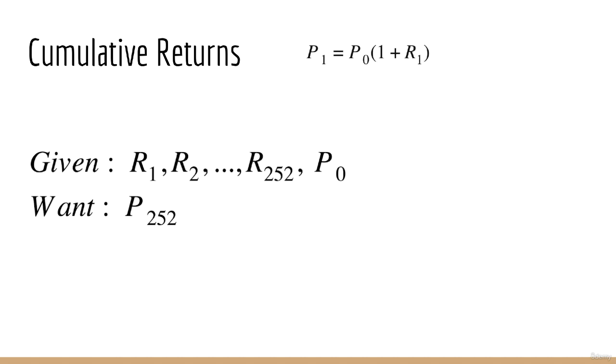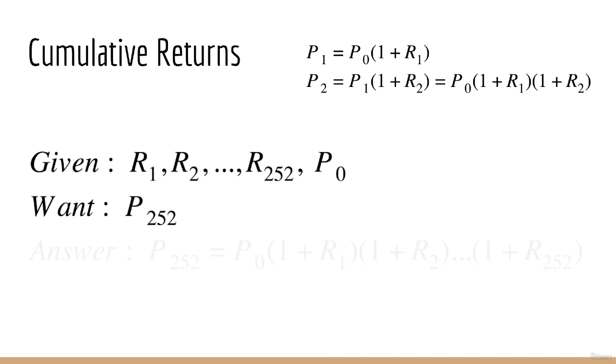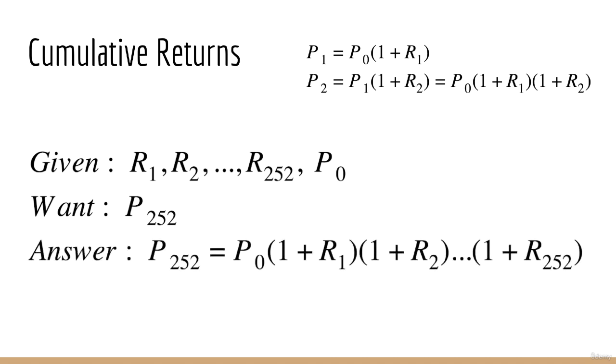So P1 is equal to P0 times 1 plus R1. P2 is equal to P1 times 1 plus R2, but that's also equal to P0 times 1 plus R1 times 1 plus R2. And therefore, P at 252 is equal to P0 times 1 plus R1 times 1 plus R2, all the way up to times 1 plus R252.